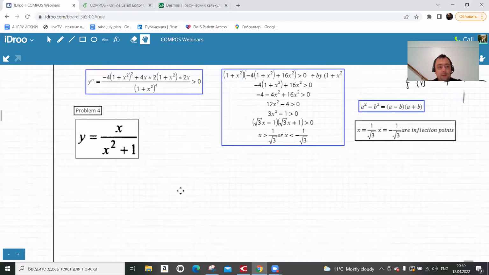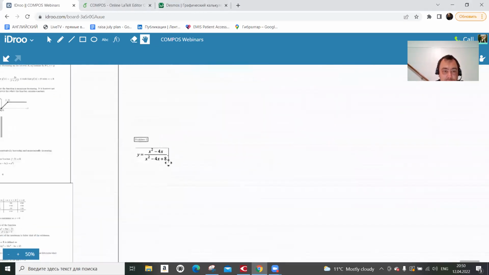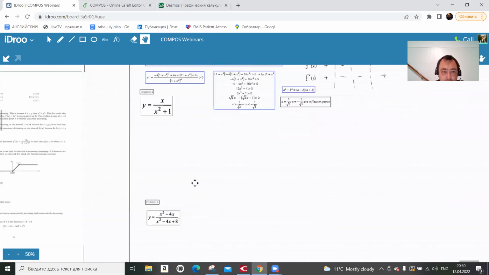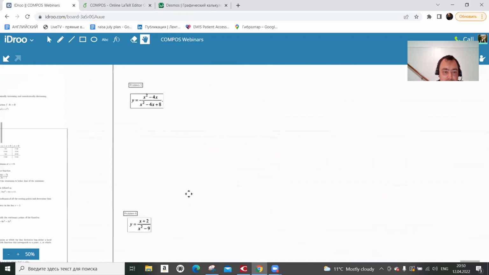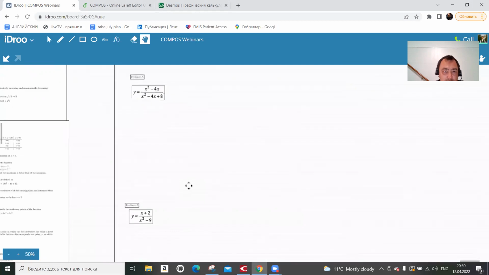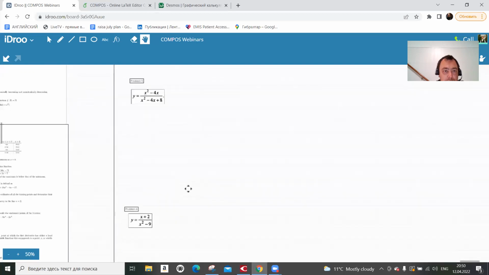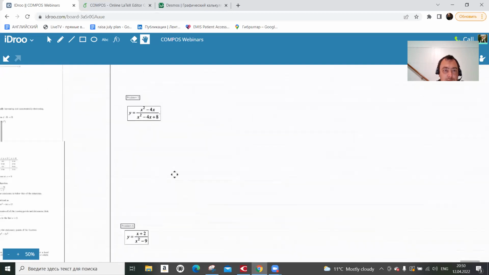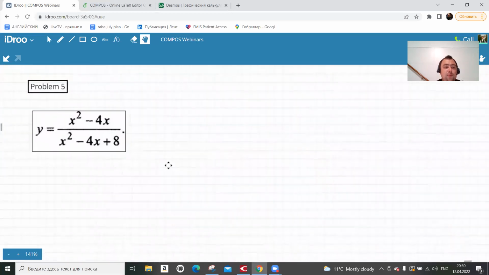Okay, this one, let me see what else we have here. I won't be doing number 4 because there are no asymptotes, or at least no interesting asymptotes. I'll do problem 5.